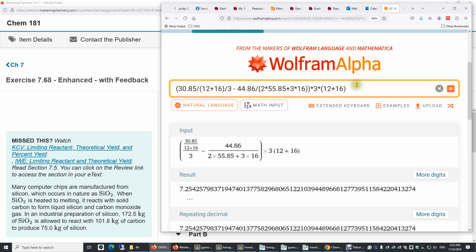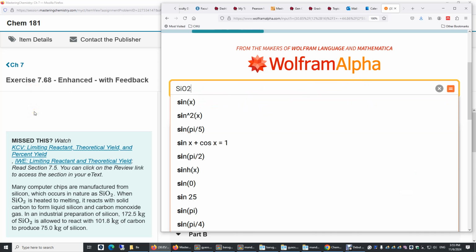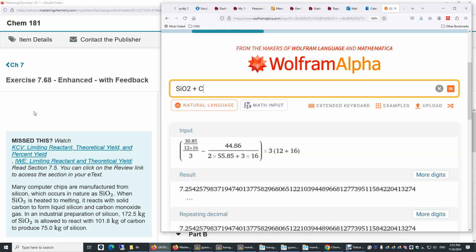I'm going to put my equation here. So you have SiO2 plus C, and you get Si plus CO. Of course, it's not balanced. We need to balance silicon first. It's good. Oxygen, put 2 here, and then 2 carbon on the right side, and then it's balanced. So 1 mole silicon dioxide reacts with 2 moles of carbon.